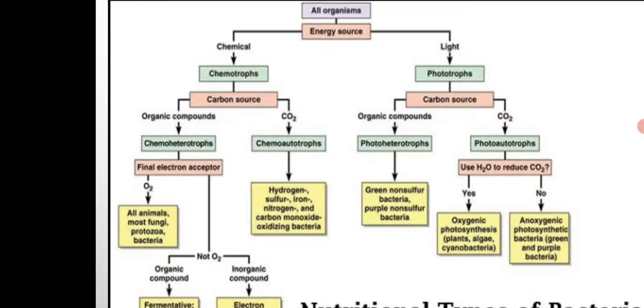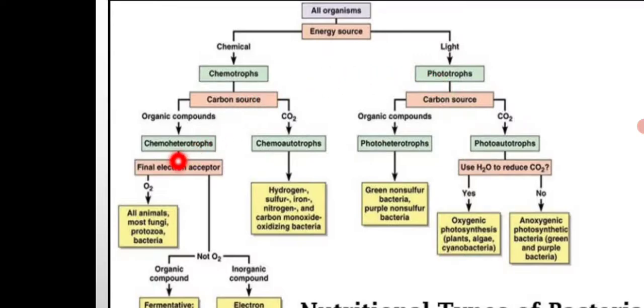Let's summarize this whole chart quickly. There is a group of all organisms. On the basis of energy, or on the basis of nutrition, they are classified into two groups: chemotrophs and phototrophs. Chemotrophs use chemicals to gain energy, and phototrophs use light to gain energy.